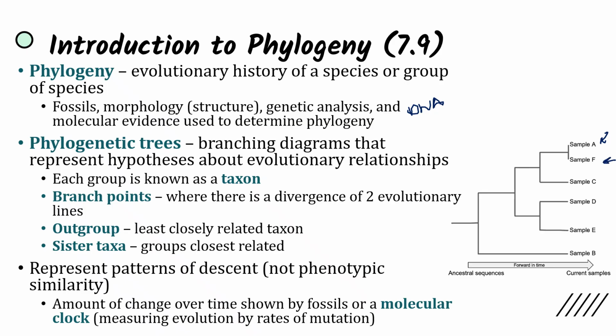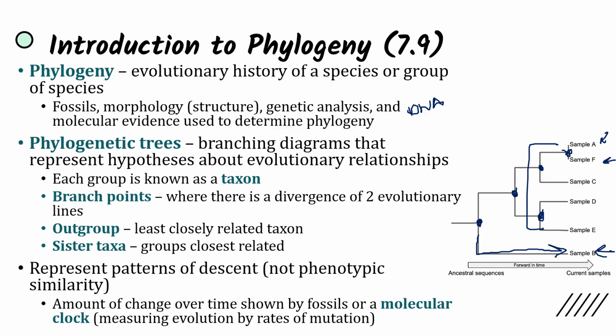We have branch points where there's a divergence of two evolutionary lines. So here's a branch point, here's a branch point, here's a branch point. And we also see the outgroup, which is the least closely related taxon. In this tree, it's going to be sample B, because there was a divergence of two evolutionary lines, and samples A, F, C, D, and E all evolved after that, but sample B stayed on its own divergent line.